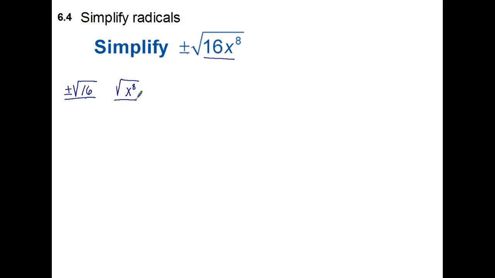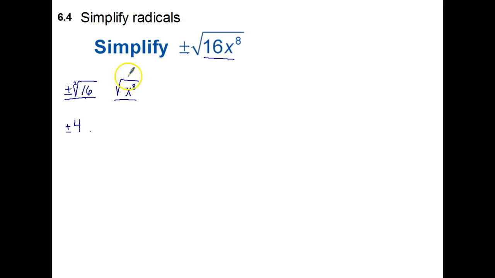Now you can use a calculator for that. So the square root of 16 is 4. And since we're looking for positive and negative, we have plus or minus 4. Okay, because we know that 4 times itself 2 times is 16.